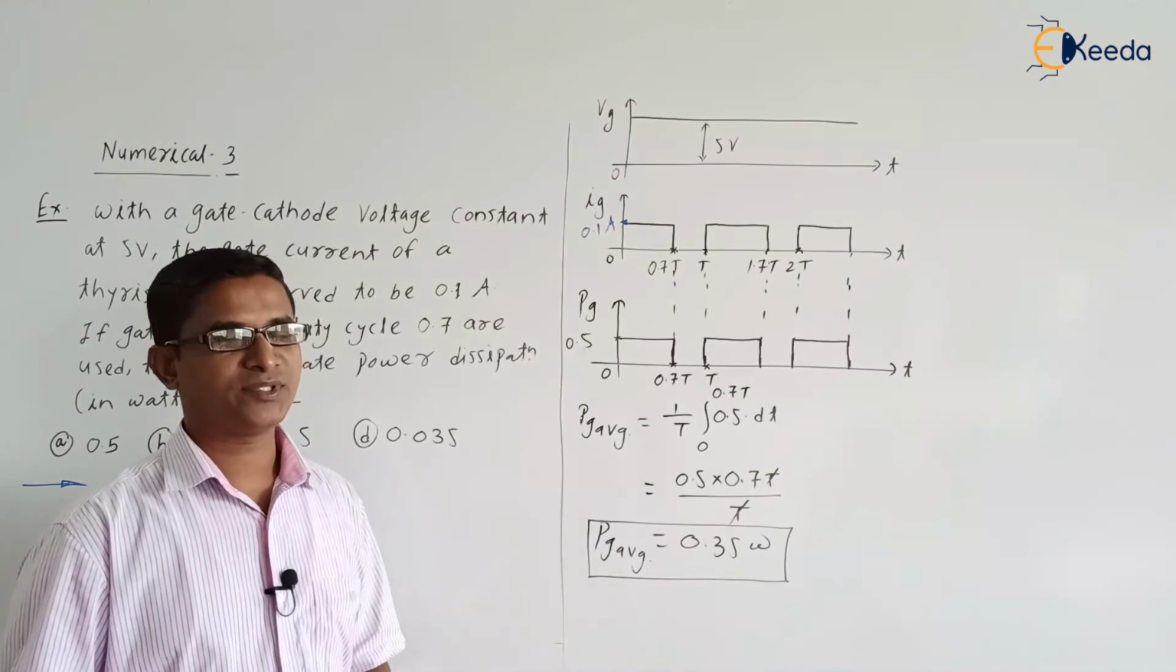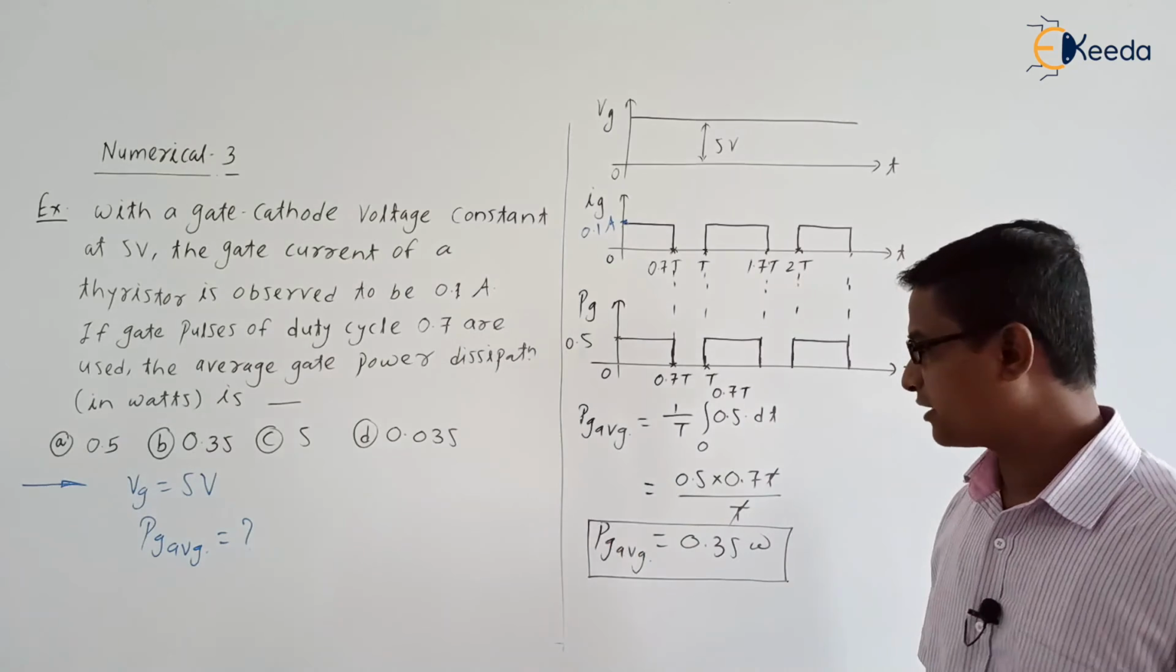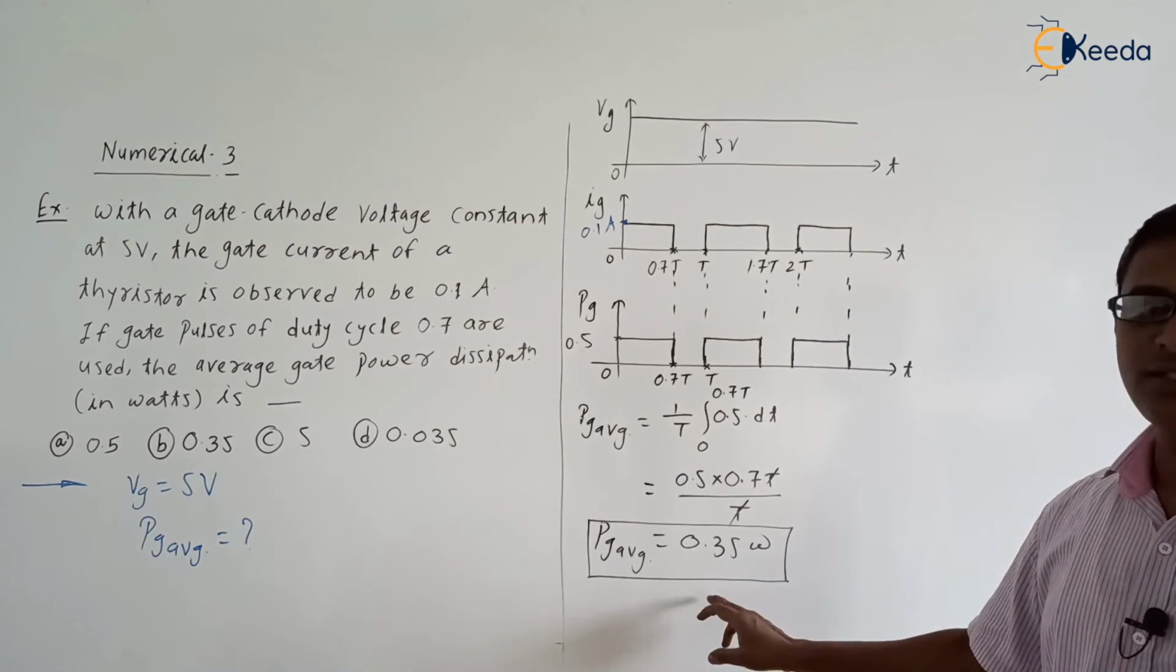Are you getting the point? Is this clear? So this is about numerical 3. The correct answer is option B.